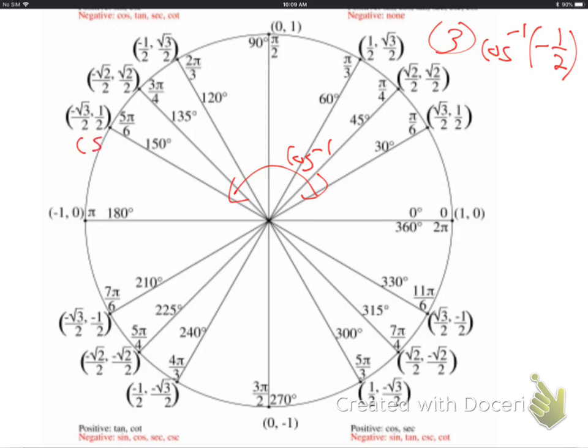Remember, it's cosine, sine, cosine, sine. So where is cosine negative a half? Right there, 2 pi over 3. Good?